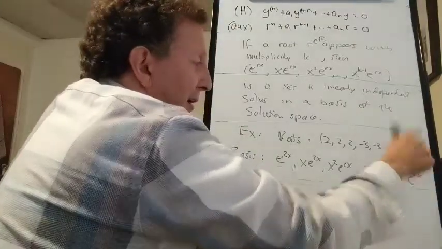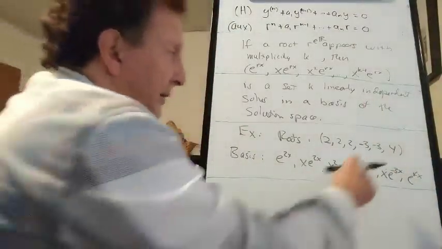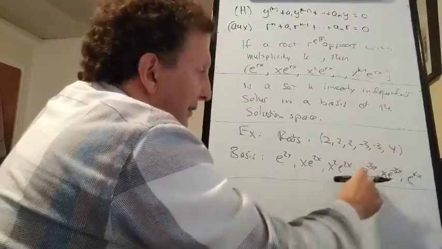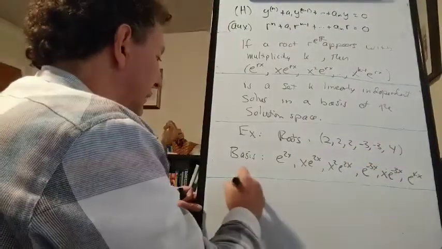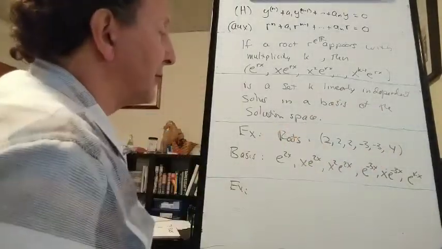If a root is not repeated, we don't need to multiply by x. But if -3 comes up twice, then the second time it needs an x. So I'm just making up those solutions.